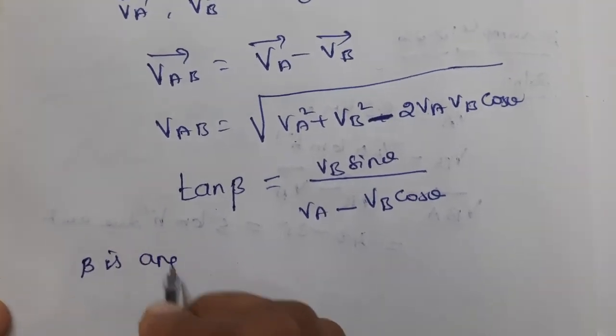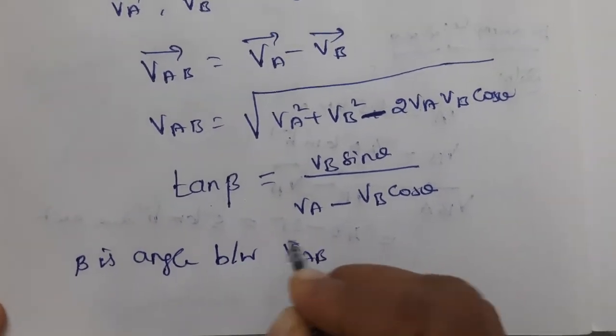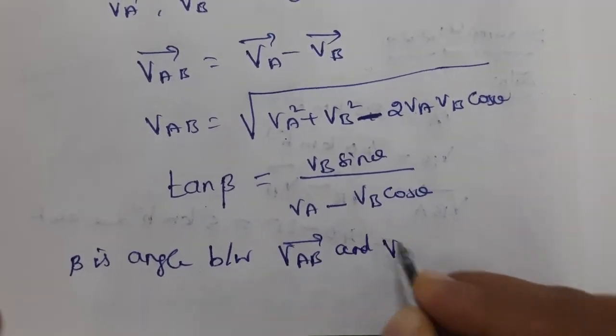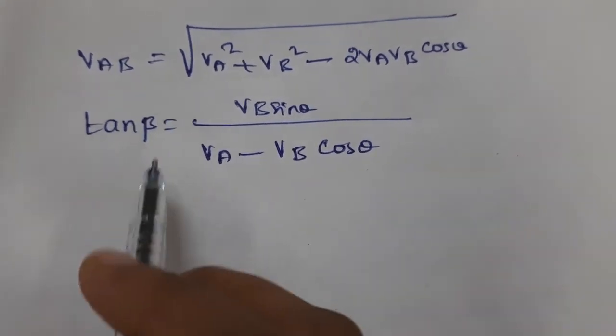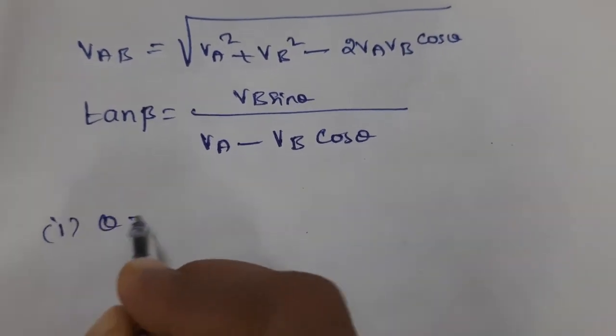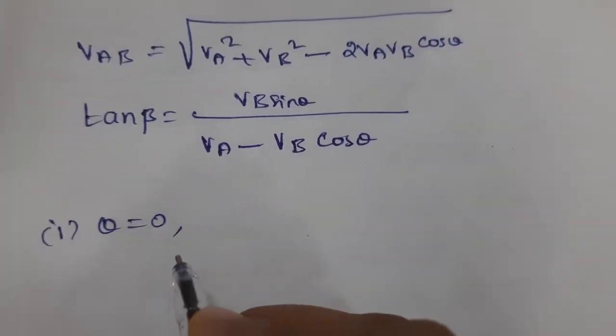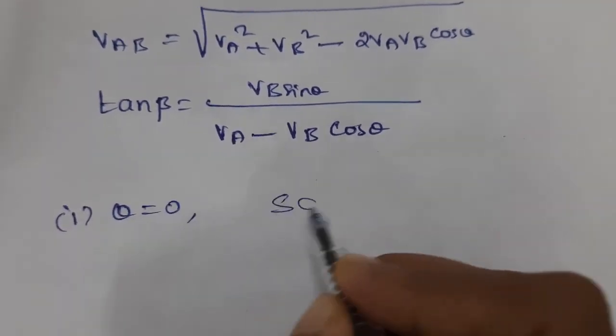Beta is the angle between VAB and VB. In this formula, let's see some of the special cases. First one, when theta equal to 0. That is, the bodies are moving along parallel straight lines in the same direction.